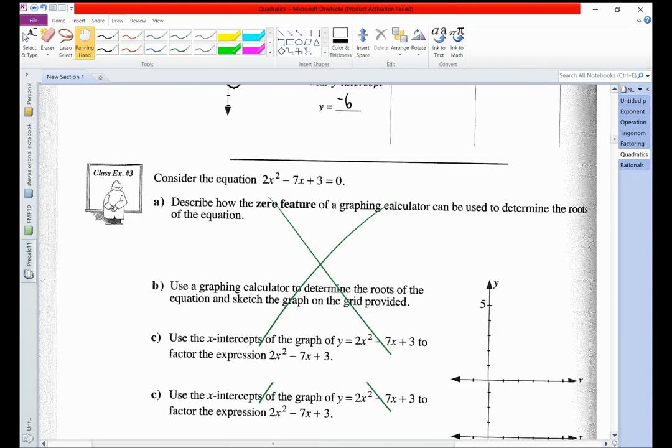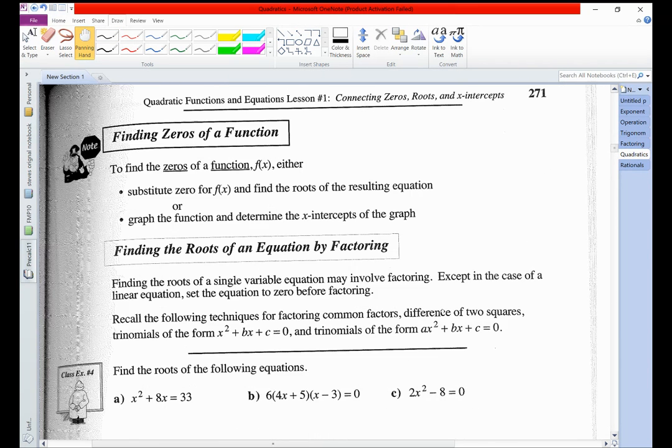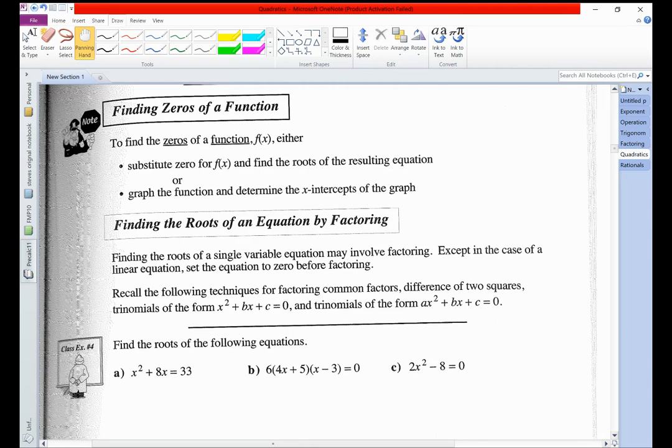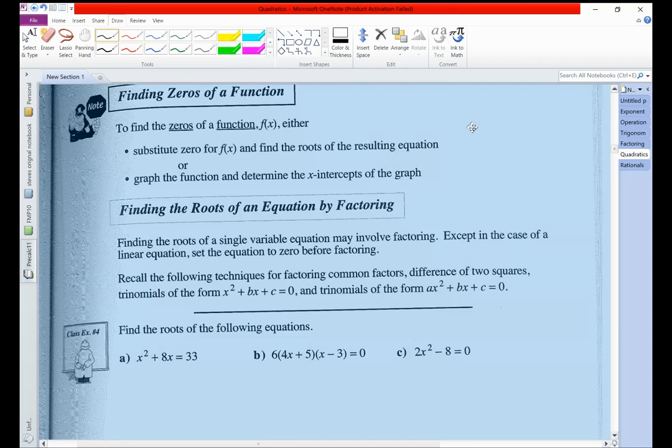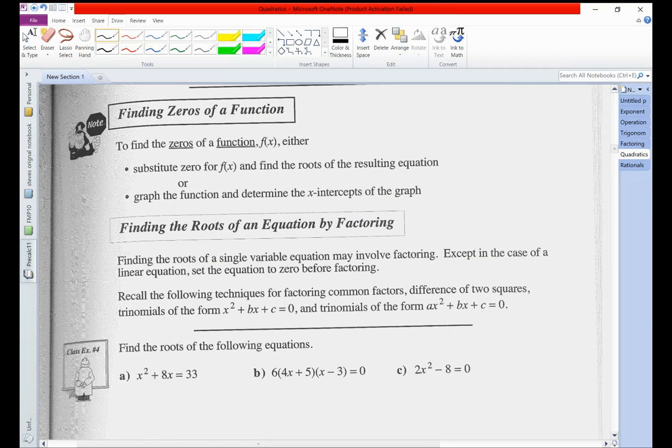I'm going to skip the graphing calculator thing, and we're going to find zeros of a function. To find zeros of a function, you can either substitute 0 in for f of x and find the roots, or graph the function and find the x-intercepts. We're going to do a pretty big focus on this one, finding the roots by factoring.